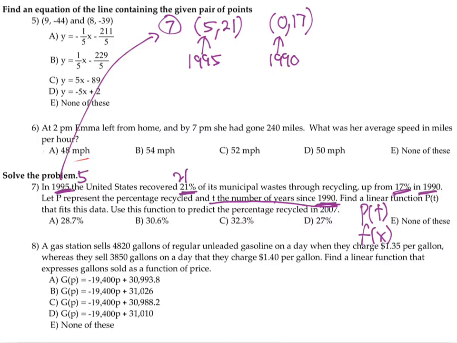Time comes first. And you see why I put 5 and 0 instead of the whole 1995 and 1990? Because they said right here, t is however many years after 1990. So if it's 1995, that's 5 years after 1990. And if it's actually 1990, that's 0 years after 1990. Isn't it? At which time there was 17% recycling.